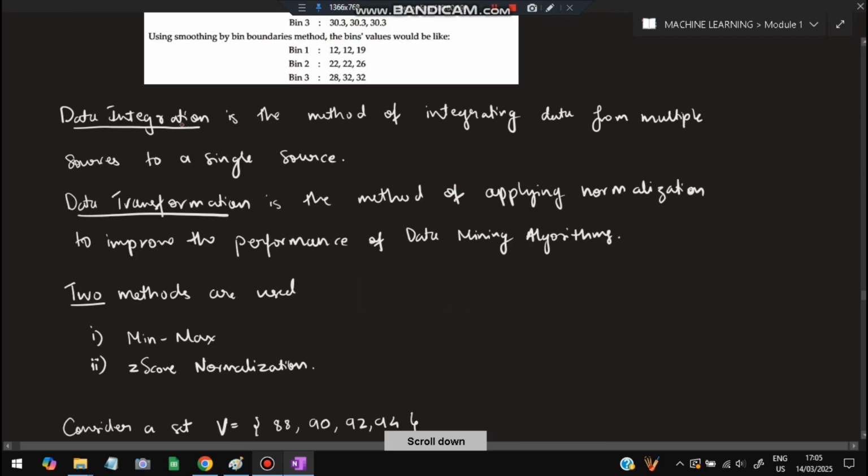Data integration is a method of integrating the data. Data that is in many places is put into a single place. That is called integration of the data. For transformation of the data, we use some methods to make the data better, so that the performance of the algorithms will be better. Algorithms use data. If the data is better, obviously the algorithm will perform better and we'll get better results. So we'll transform the data into better data.